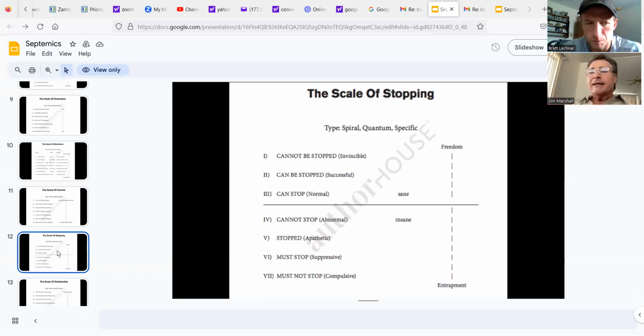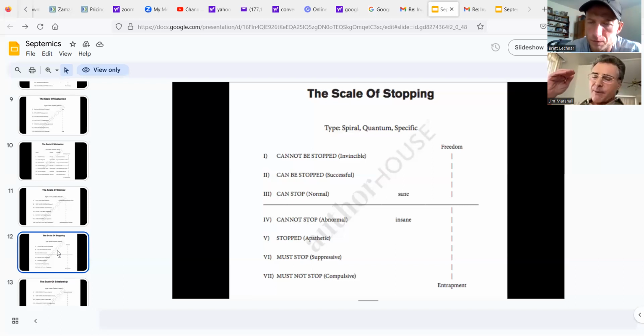Well, first of all, I want to point out, this is a spiral scale, which means there is an apparent congruence between level one and level seven. Now, a person who's compulsive must not stop, like an alcoholic, okay? He just keeps drinking and drinking until he passes out, as opposed to cannot be stopped. Cannot be stopped is what the word invincible means, like Alexander the Great. He just kept conquering everybody until he ran out of things to conquer. He was invincible. So it's easy to sort of confuse those two things.